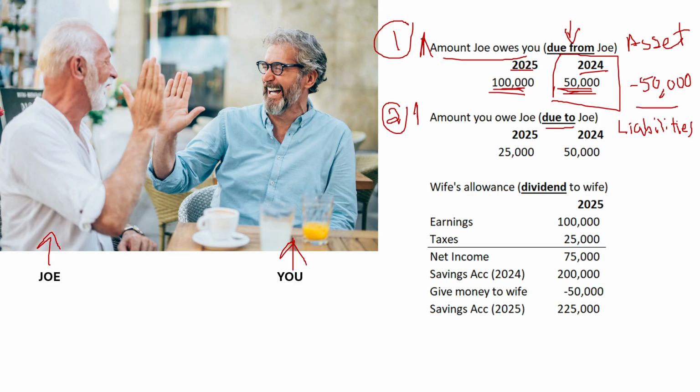Okay. So in 2024, you owe Joe $50,000. And in 2025, you now owe Joe $25,000. So what happened in that year? Well, you owe Joe less, which means that you paid off some of your debt to Joe. So you paid him $25,000 because the amount of your IOU, or the amount of your debt to Joe, decreased by $25,000.